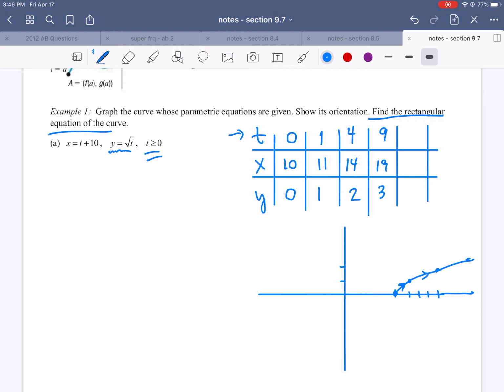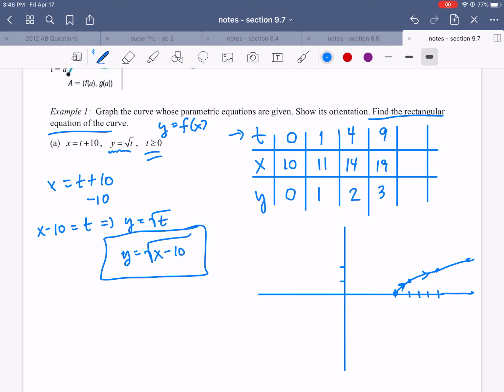And that's in order so that we can find the rectangular equation of the curve, which is in the form of y equals a function of x. Okay, so what we're going to do here is we're going to solve this equation for x, which is x is equal to t plus 10, for t. So if I subtract 10 from both sides, then I'm going to get x minus 10 is equal to t. And then I'm going to substitute into my equation for y, which says y is equal to the square root of t. However, t I know now is x minus 10. And so here is my rectangular form of this equation.